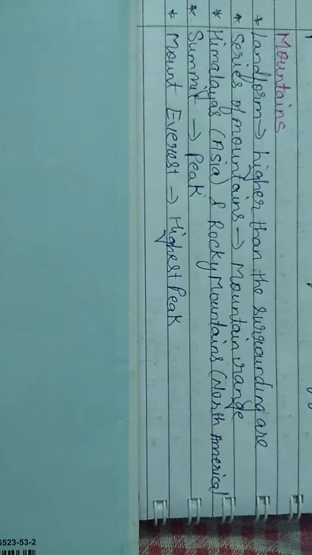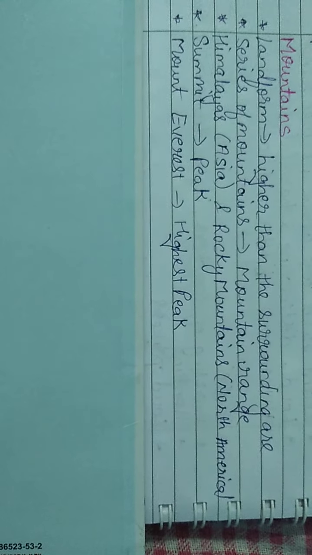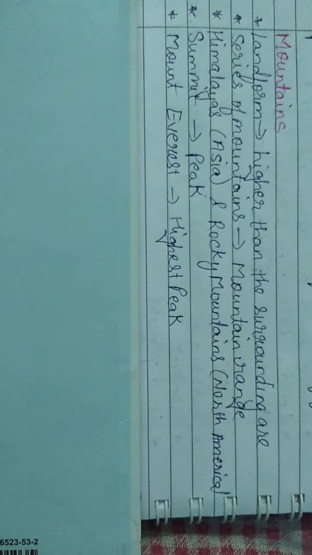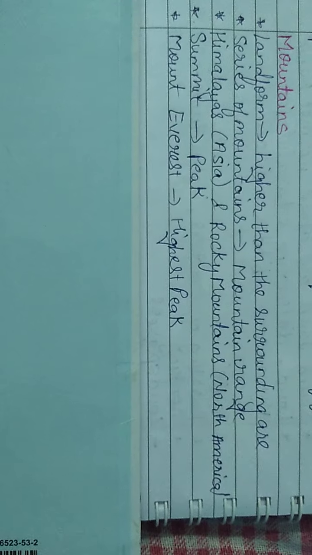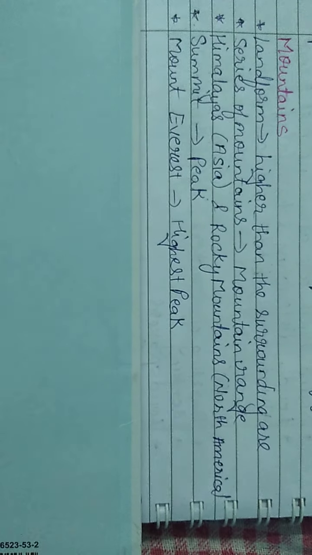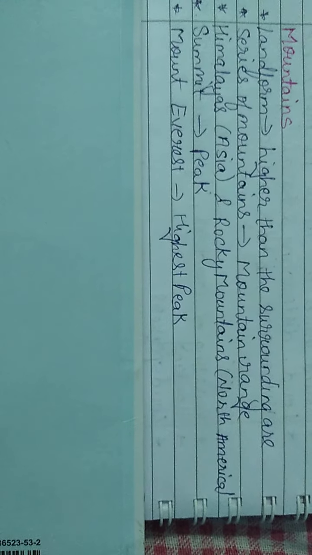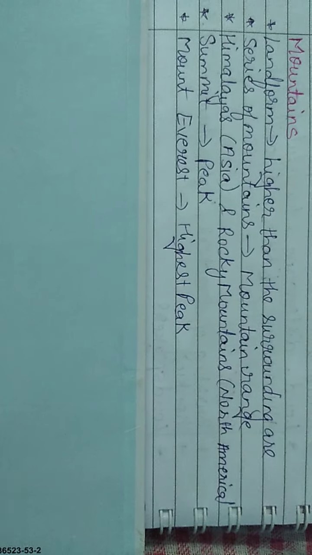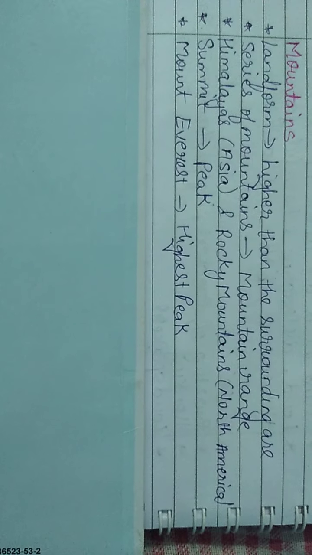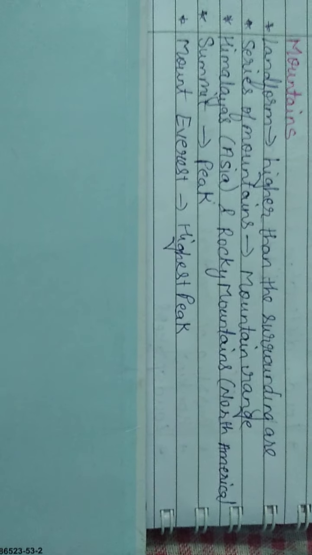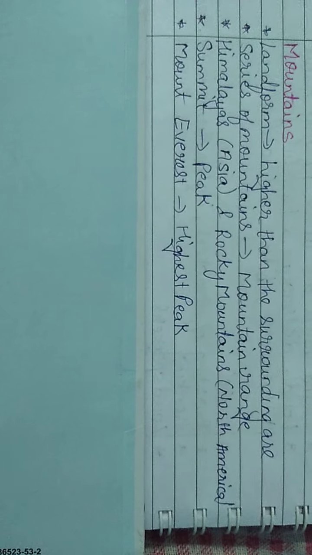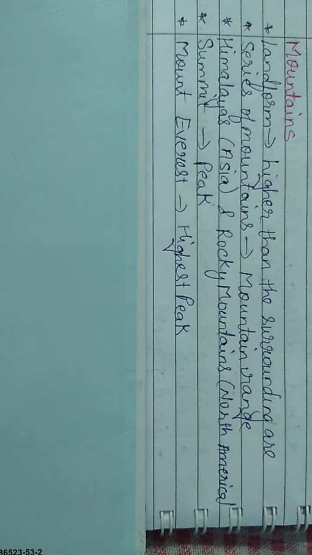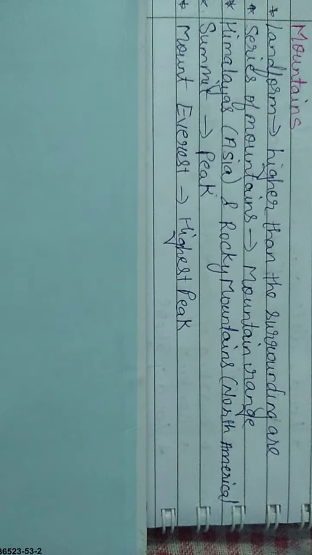So this was about mountains. A mountain is a landform that is higher than the surrounding area. A series of mountains arranged in a line is called a mountain range. Two examples of mountain ranges are the Himalayas and the Rocky Mountains. The peak is the highest point of the mountain, and Mount Everest is the highest peak of the Himalayas, and also the highest peak in the world.